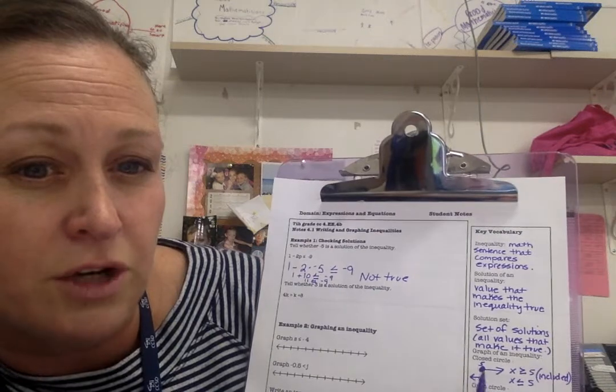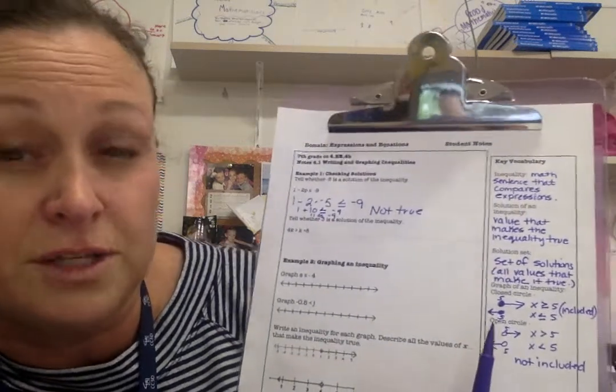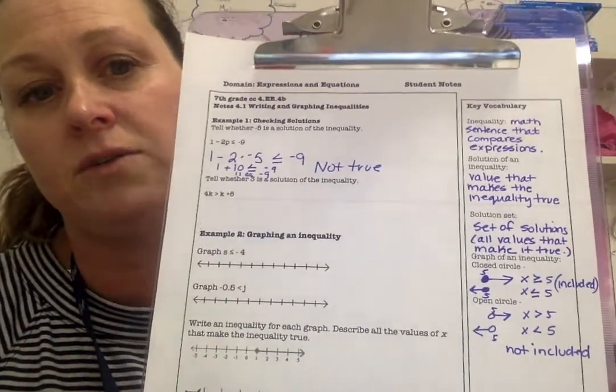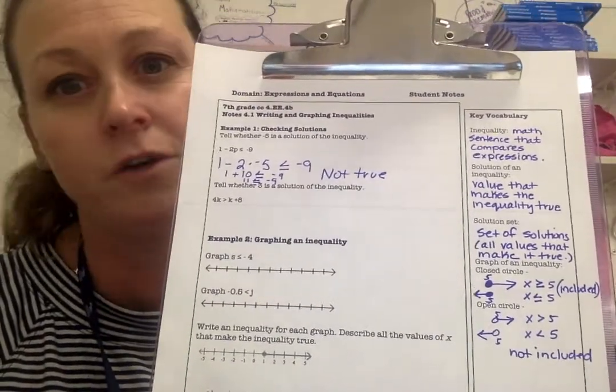When you're graphing an inequality and that circle on the number line is closed, that means that number is included in the solution. When you're graphing it and the circle is open, that means that number is not included. So go ahead and hit the pause button and copy down those definitions so you have them for your notes.